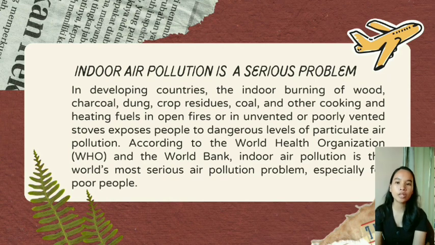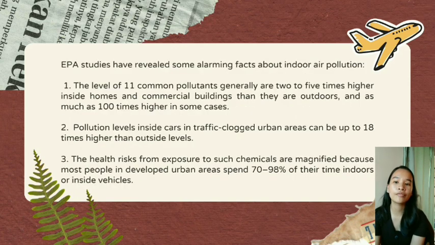Indoor air pollution is also a serious problem in developed areas of all countries, mostly because of chemicals used in building materials and products. EPA studies have revealed some alarming facts about indoor air pollution. First, the levels of 11 common pollutants generally are 2 to 5 times higher inside homes and commercial buildings than they are outdoors, and as much as 100 times higher in some cases. Second, pollution levels inside cars in traffic-clogged urban areas can be up to 18 times higher than outside levels.